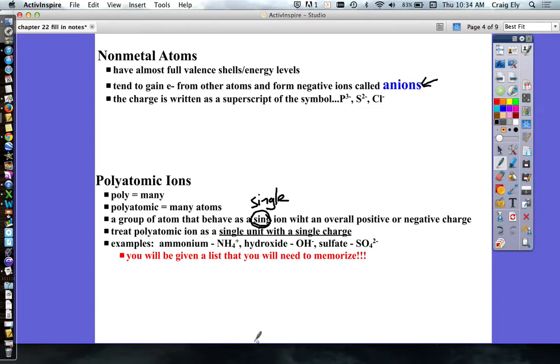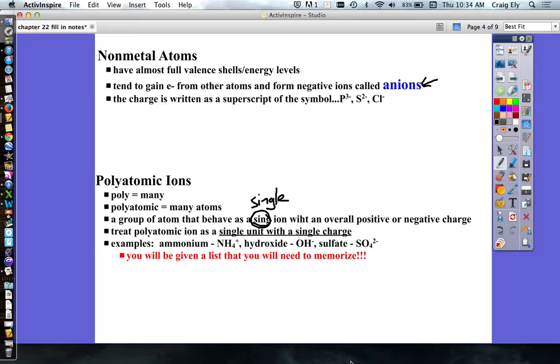Okay. So here are a few examples. You've got ammonium, which is NH4. It has a +1 charge. Hydroxide, you'll see that a lot. It is a negatively charged polyatomic ion. So it's OH with a -1 charge. Sulfate is a pretty common one. It is SO4 with a -2 charge.